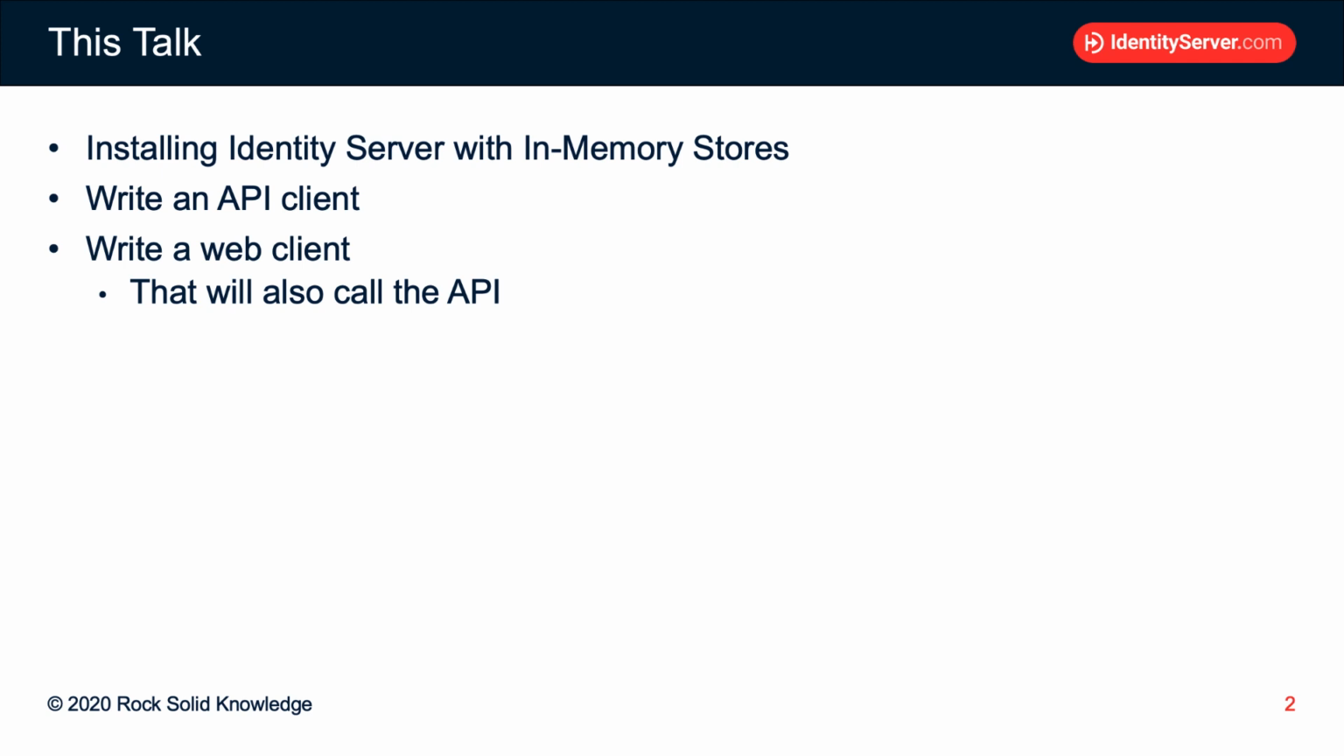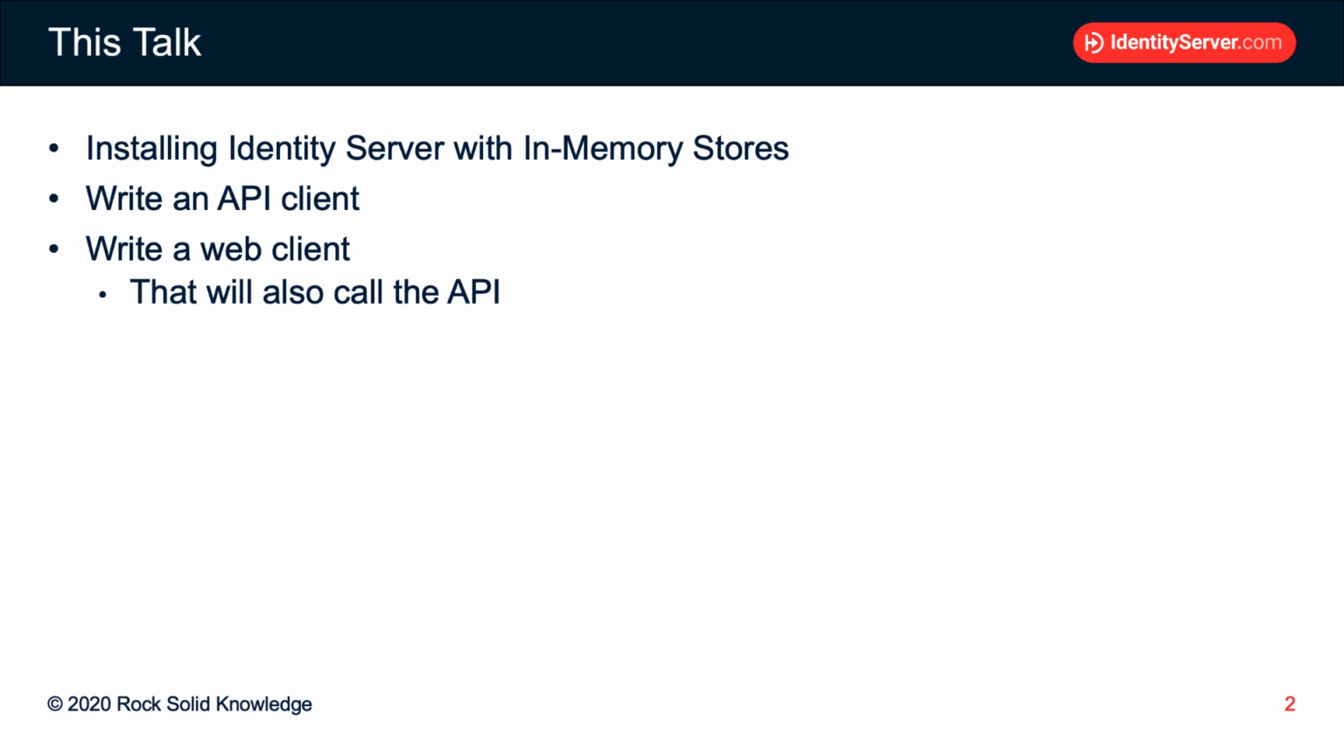In this talk, we'll show how to install IdentityServer, but we'll do it using an in-memory store, just to keep things simple initially. We'll write an API that we can use with IdentityServer that will need protecting, and we'll write a web client where the user can log on. We'll also have that web client call the protected API, and we'll show how to tie all of these together.